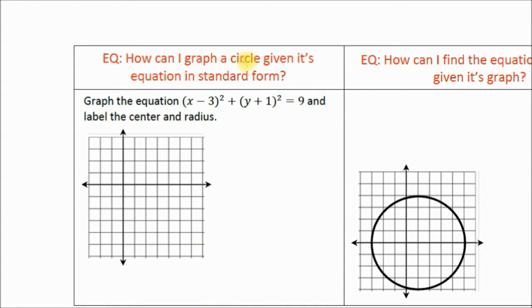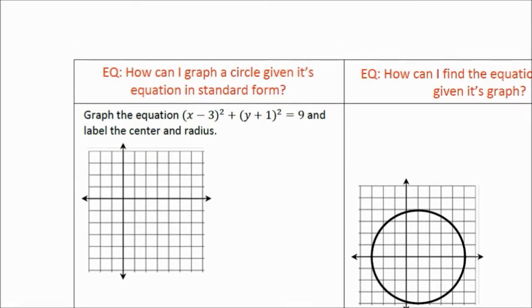There's a left-hand side essential question. How can I graph a circle given its equation in standard form? And here's our question. Graph the equation (x minus 3) squared plus (y plus 1) squared equals 9 and label the center and radius.